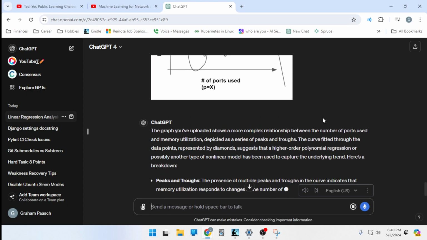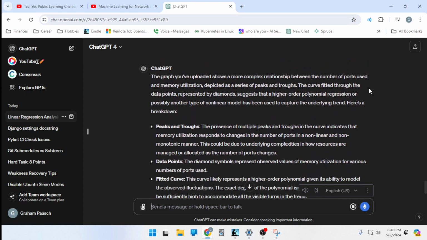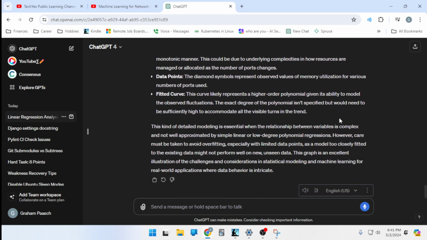The graph we've uploaded shows a more complex relationship between the number of ports used and memory utilization, depicted as a series of peaks and troughs. The curve fitted through the data points, represented by diamonds, suggests that a higher order polynomial regression or possibly another type of nonlinear model have been used to capture the underlying trend. Here's a breakdown. Peaks and troughs. The presence of multiple peaks and troughs in the curve indicates that memory utilization responds to changes in the number of ports in a nonlinear and non-monotonic manner. This can be due to underlying complexities in how resources are managed or allocated as the number of ports changes.